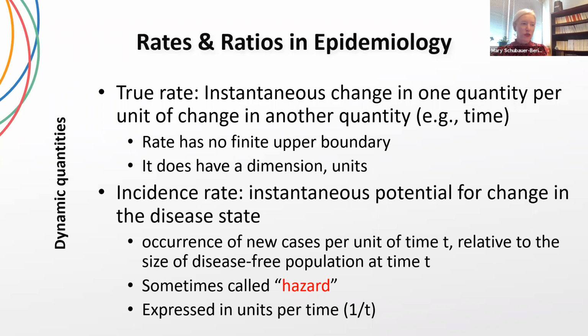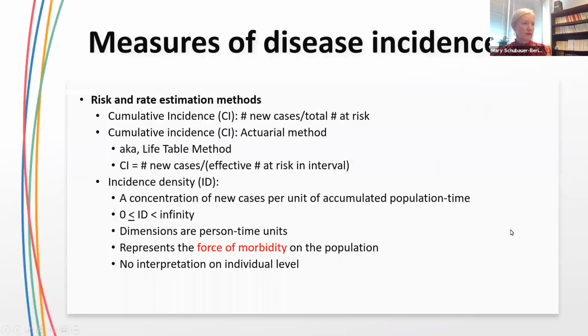It's the occurrence of new cases per unit of time, t, relative to the size of the disease-free population at that time. This is sometimes called hazard, and it's expressed in units of inverse of time. And if this is not sounding very familiar to you, then I have some auxiliary slides that you can access with the rest of my slides that will show you this in some illustrations.